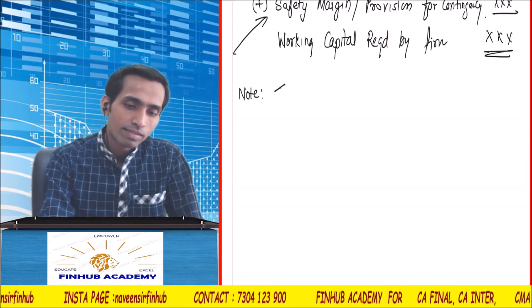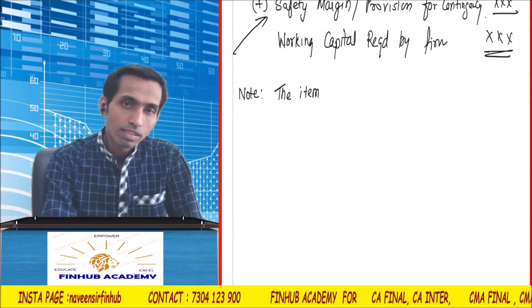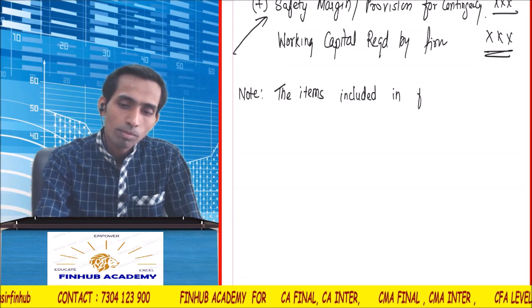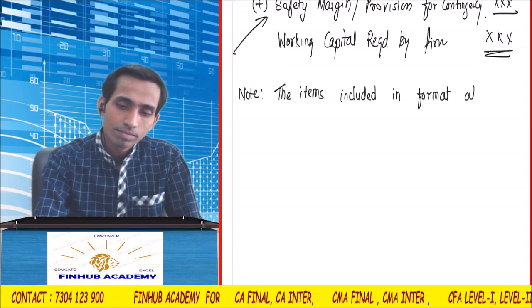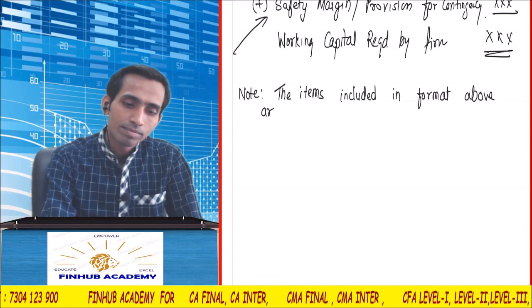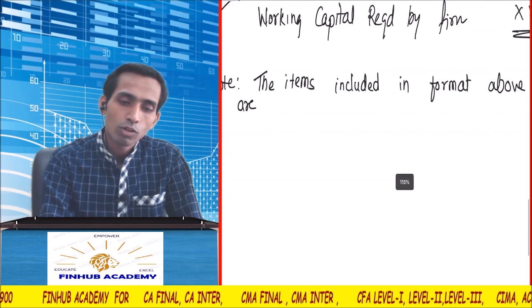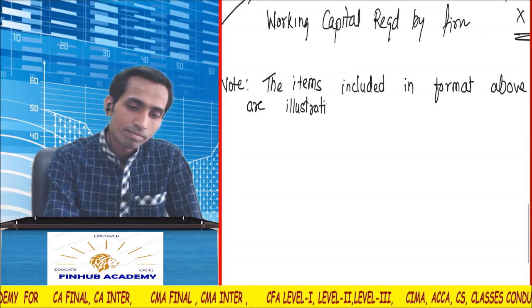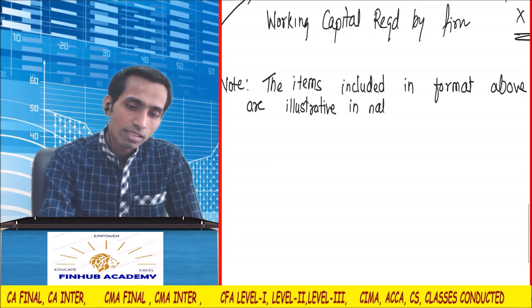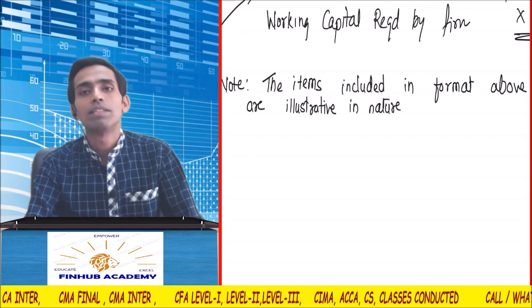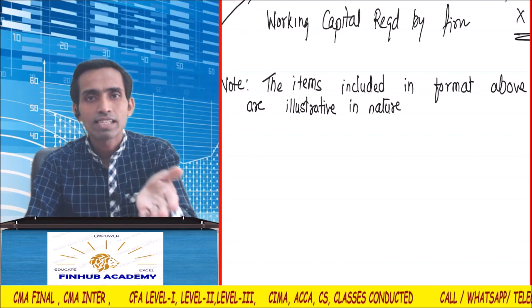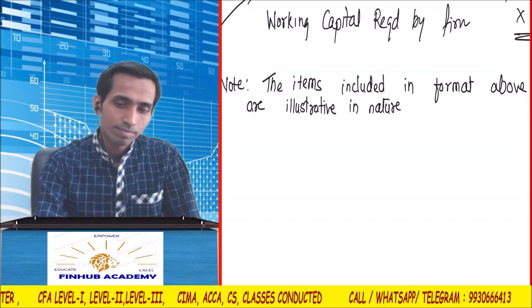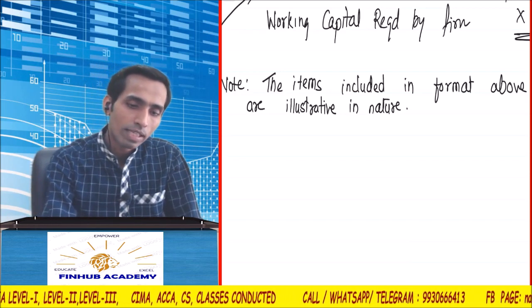Write a note. The items included in the format above are illustrative in nature. What does that mean? They are just an example. You have to apply your logic: what is a current asset, what is a current liability? They are just illustrative. Mark it one. This one is first.